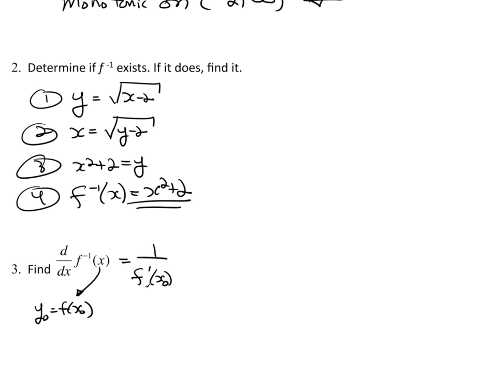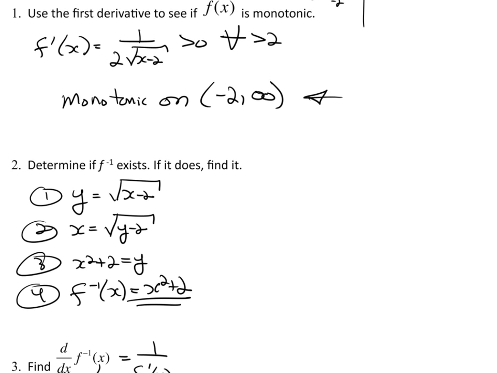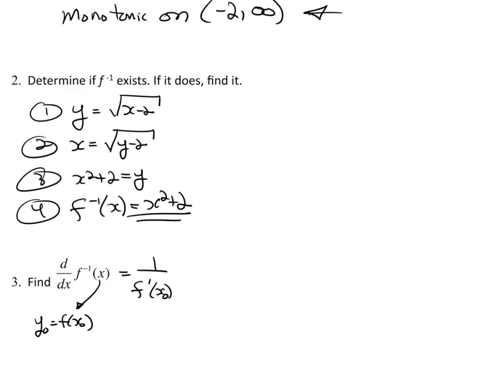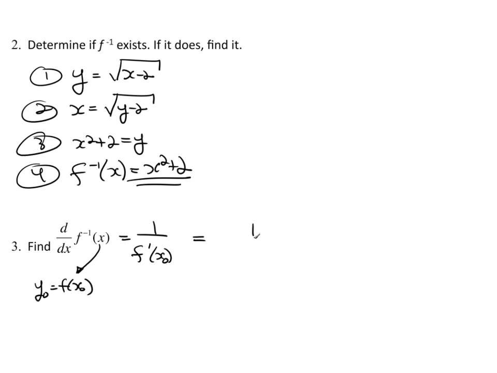So the derivative of f of x, we did it up here. We said it was 1 over 2 times the square root of x minus 2. So this could be 1 over 2 times the square root of x minus 2, which obviously simplifies to 2 times the square root of x minus 2.